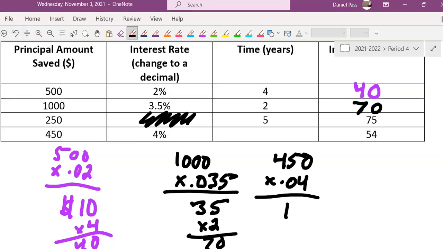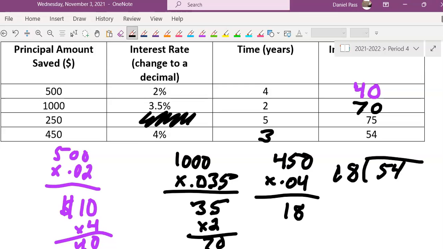Now that's 1 year, right? Now we have to find out how many years to get to $54. So we just figure out how many it's multiplied by, right? Which is division. So 54 divided by 18. 3 years.